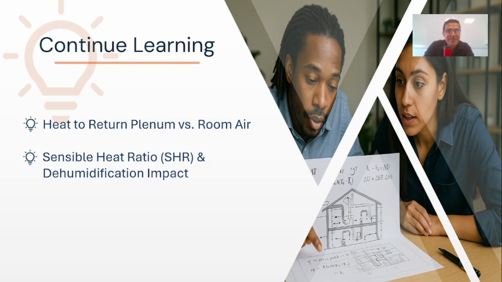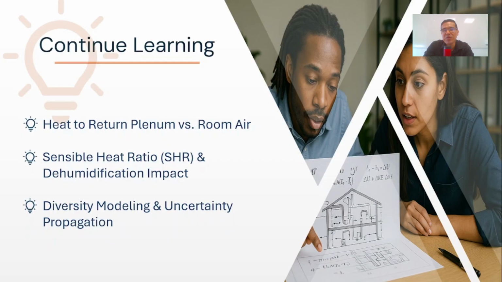Finally, learn about advanced diversity modeling and uncertainty analysis. Real-world building use is variable, and modeling that variability is crucial. By understanding how changes in occupancy, schedules, device use, and control behavior create uncertainty, you can make more robust and confident recommendations for your building designs.